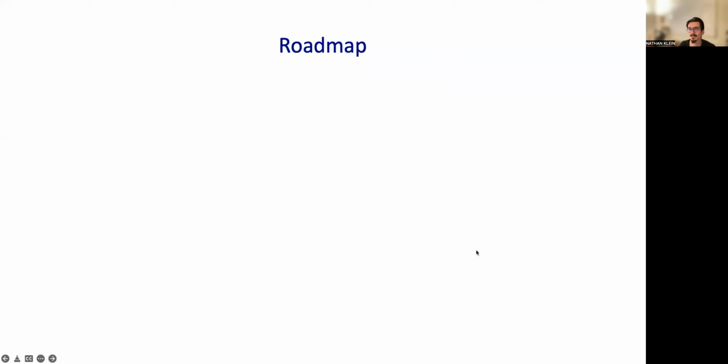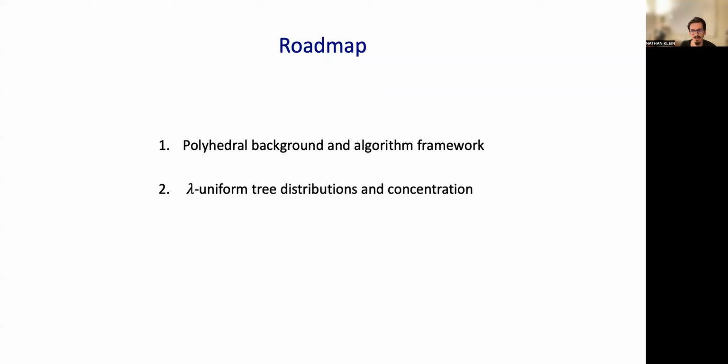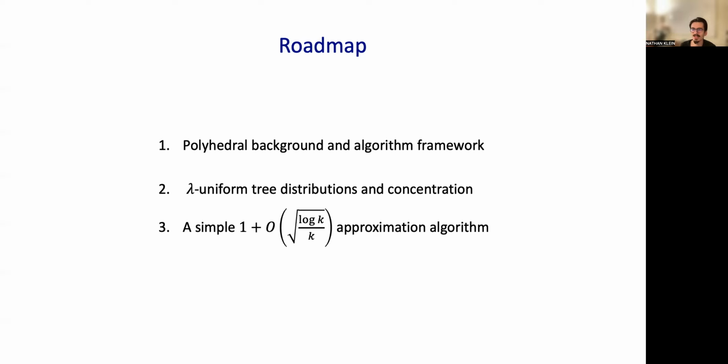So here's a roadmap for the rest of the talk. I'll start with some basic polyhedral background and give you the main idea of the algorithm. The algorithm will rely on sampling spanning trees, which have some concentration properties. And we'll use so-called lambda uniform or max entropy distributions to achieve that, which I'll talk very briefly about. And finally, I'll explain an algorithm with a factor that's just a tiny bit worse than what I claim. So we'll get an additional square root log k.